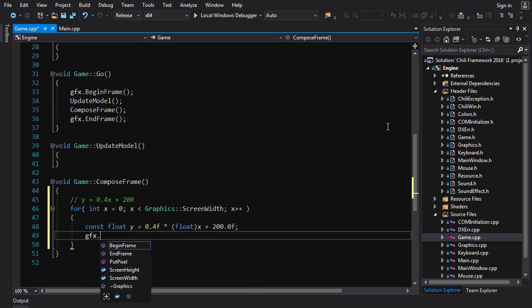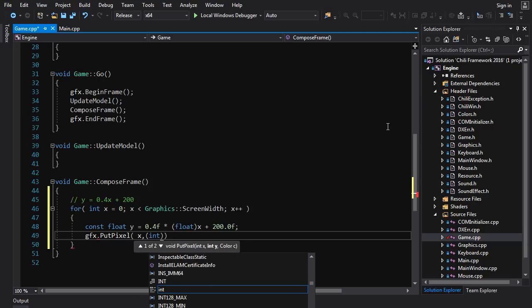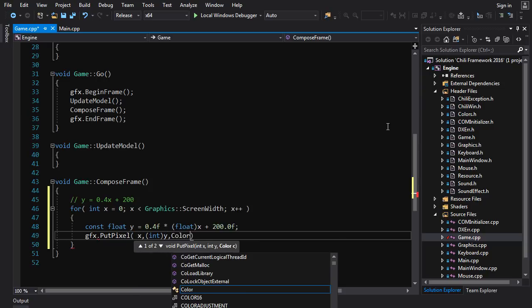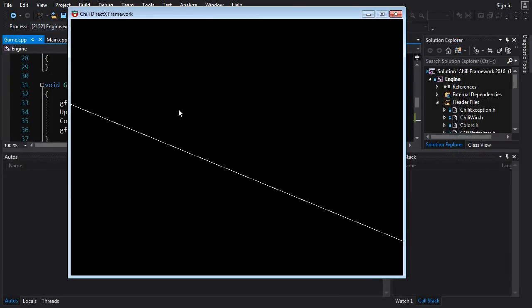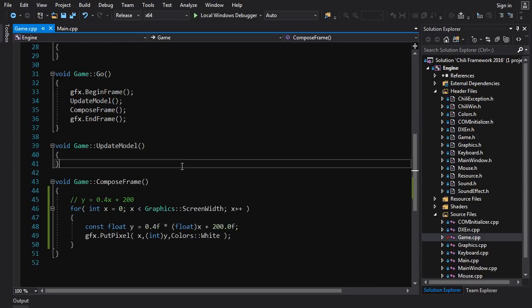So graph.putPixel, and we're going to do x, we're going to do int y, and we're going to do colors white. And there you go. This should give us a nice straight line. And there we go. We've got our straight line. Looks like it checks out. Y-intercept is at 200, and this looks to be about 200. And the slope is 0.4, so it's a horizontally biased slope, and it's sloping down, which makes sense. It's a positive slope, and our y points down, so the slope should also point down. So everything checks out. We can draw lines based on equations.